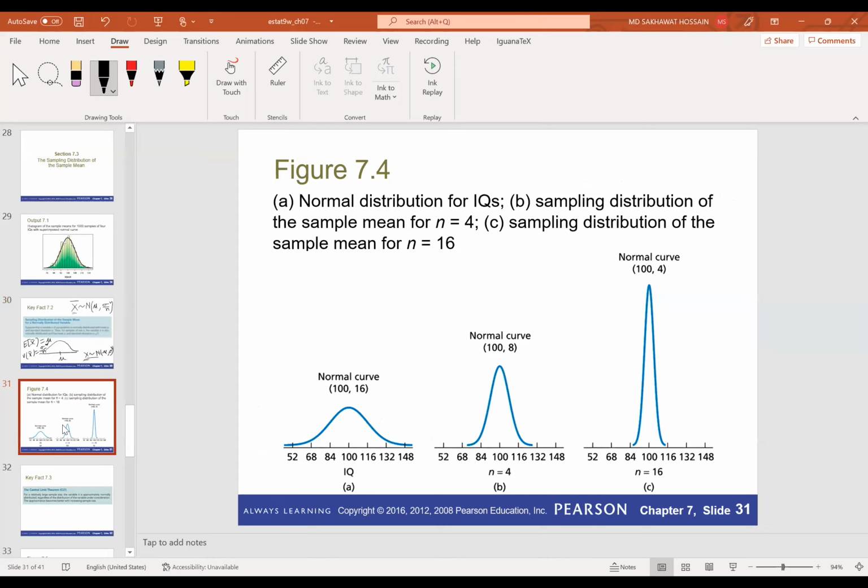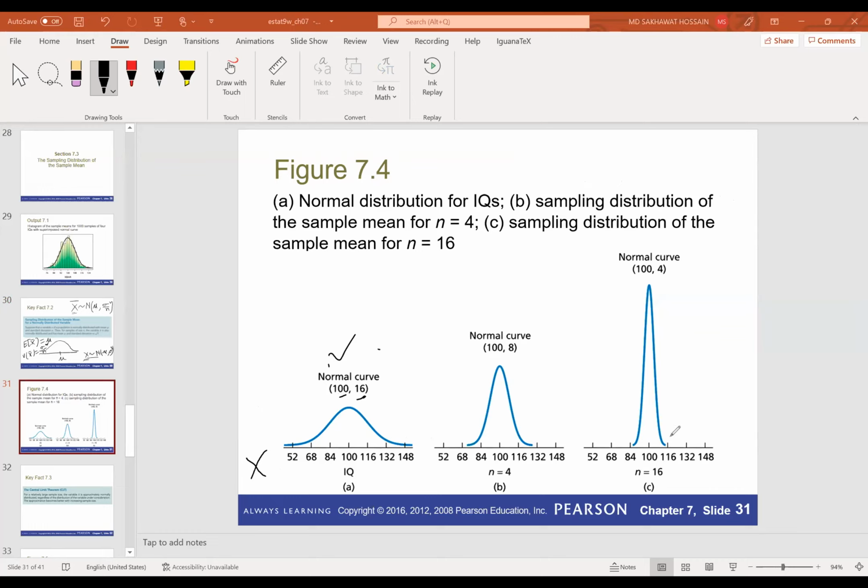Here you can see the normal distribution for IQs. This is our population distribution, the distribution for X. If you look at it, this is a bell-shaped curve, and the mean is 100 and the variance is 16. So this is a normal distribution.